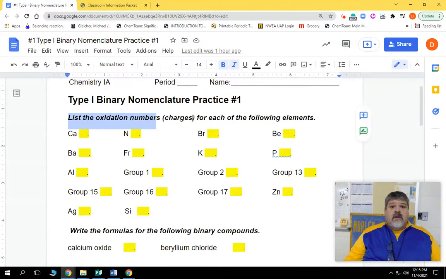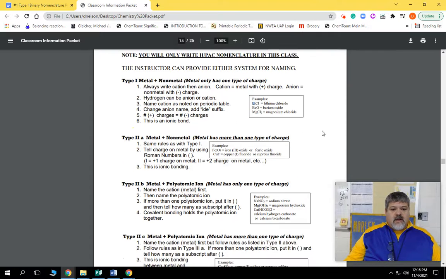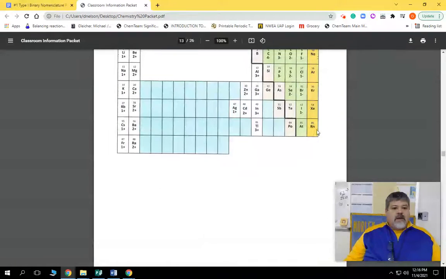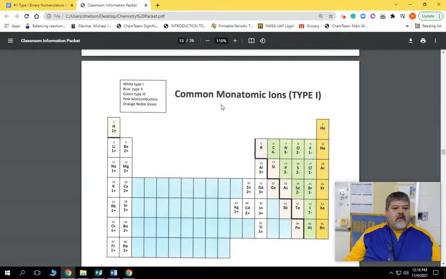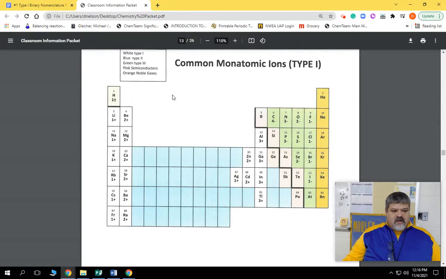Well, we should have them written down in our packet on our periodic table, or we go to page 12 or 13, whichever packet you have. So these are type 1. I'm going to go ahead and go to the packet for a second, to the sheet that I think is one of the most important sheets in your packet here. It's a periodic table, but it's listing the type 1 and type 2.